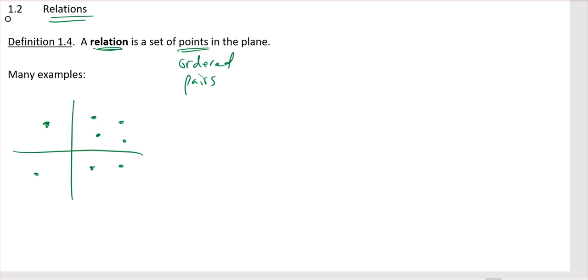Or we could also just directly list them, right? So maybe 1, 2, 3, 4, 5, 6, whatever. Just a bunch of ordered pairs, right? So it's a set. We know it's a set because of these curly brackets here, and the elements of this set are all ordered pairs, right?